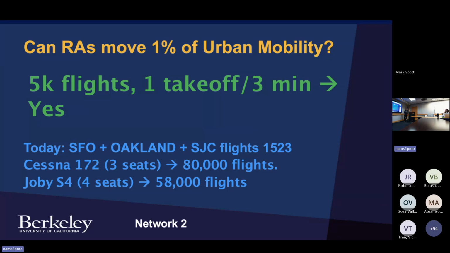Can RAs move 1% of urban mobility? Okay, I come up with 5,000 flights. Today, I don't know, there are 1,500 to 2,000 operations in Bay Area airspace, and I'm asking for, I don't know, 2.5x. But if you want to do this in eVTOL, the same volume, you'd be moving 58,000 flights. That's not doable.